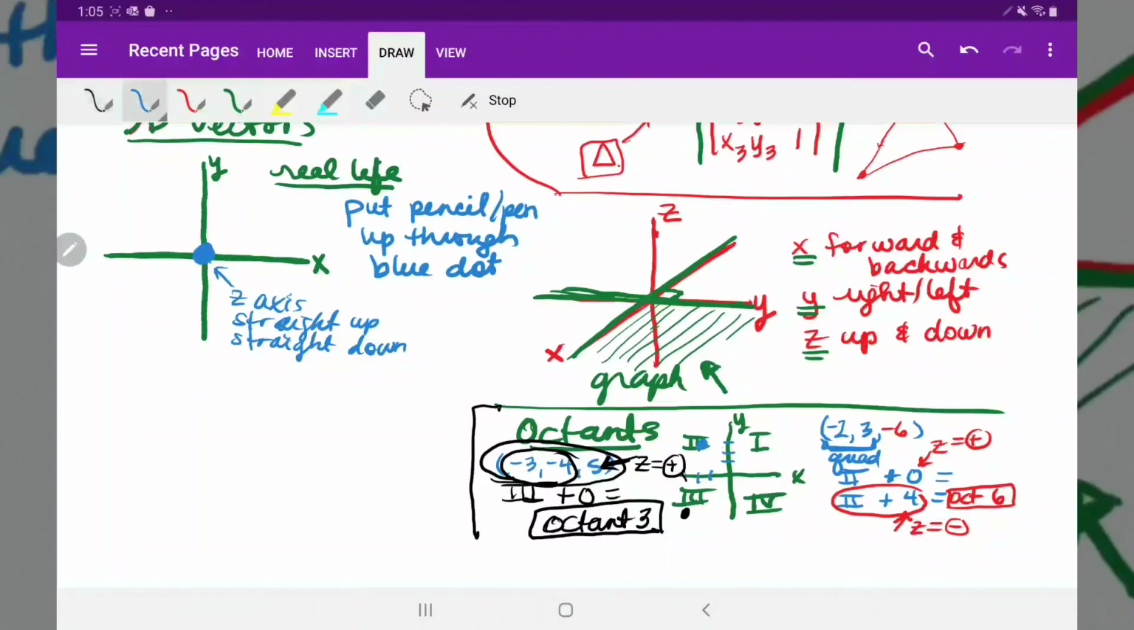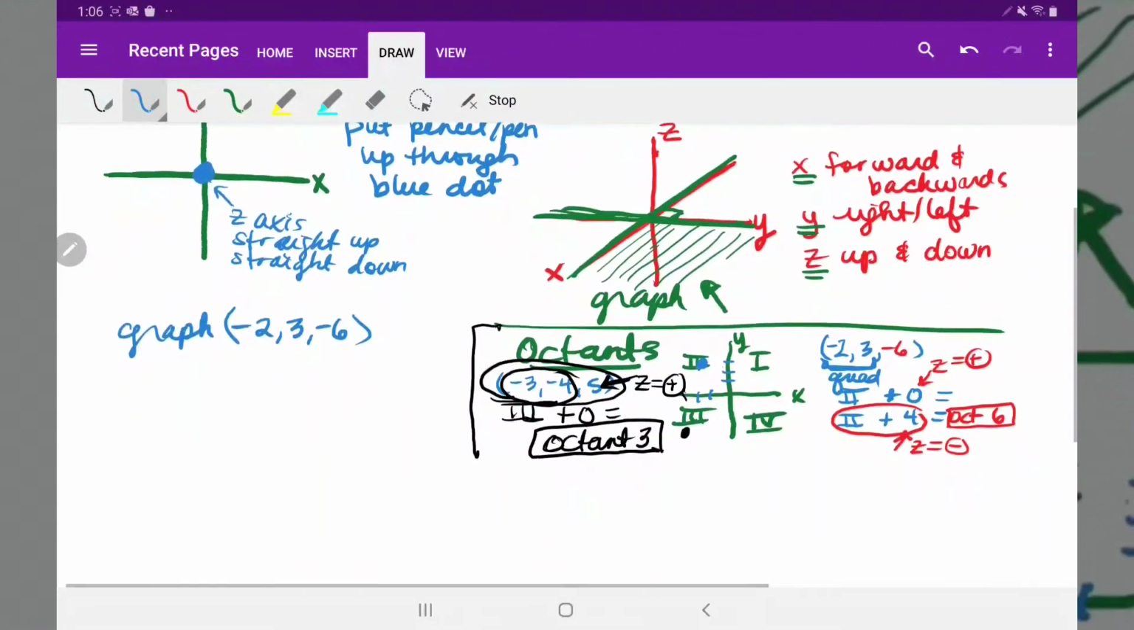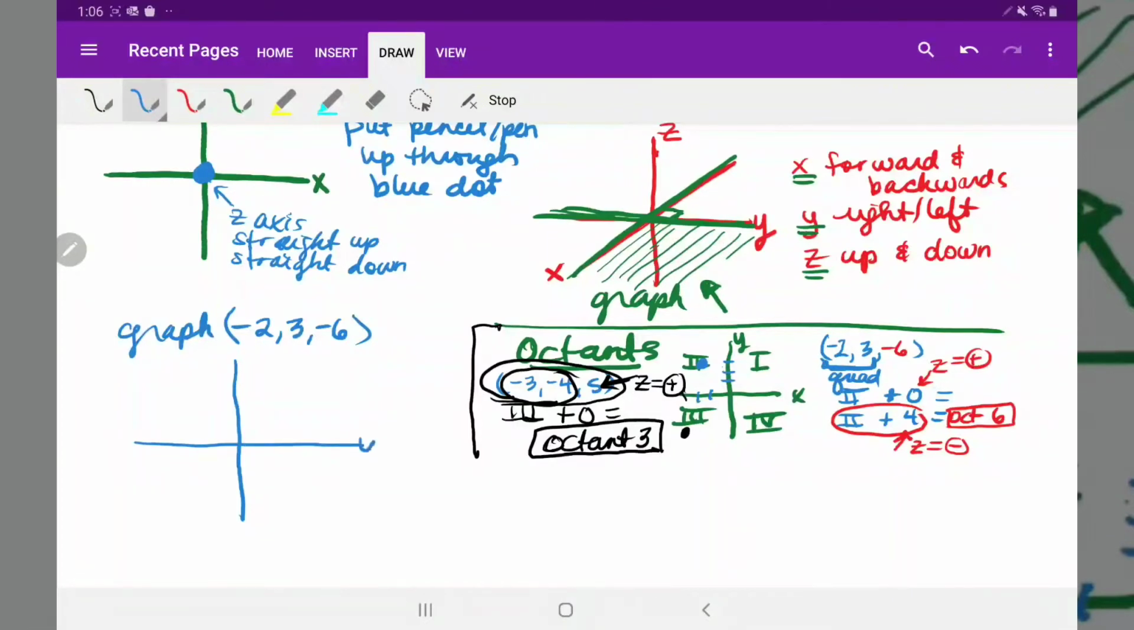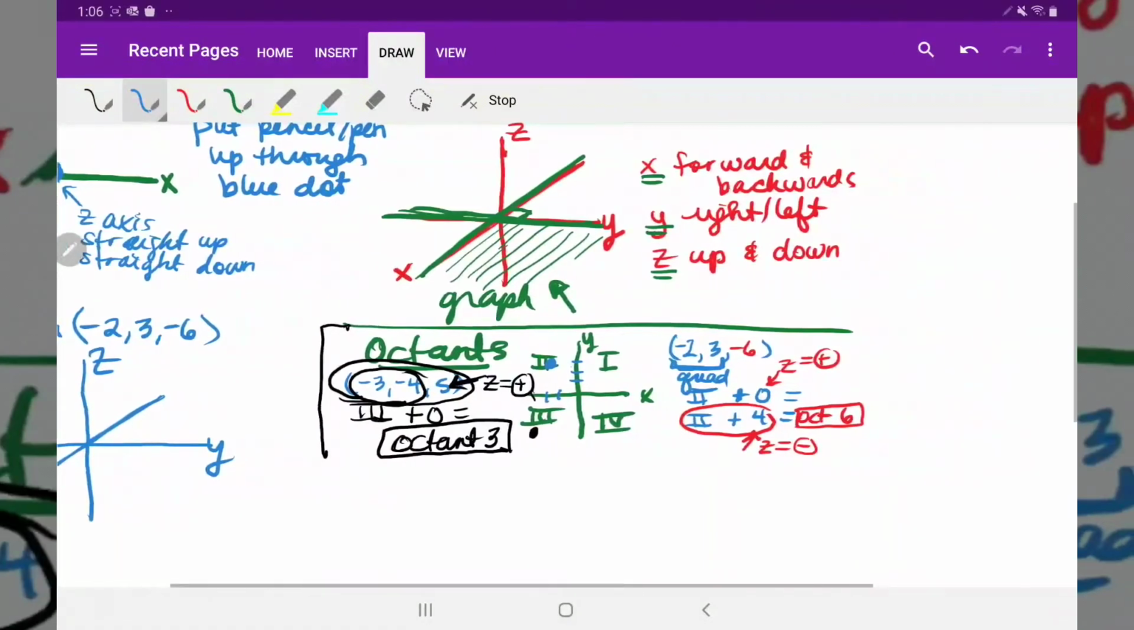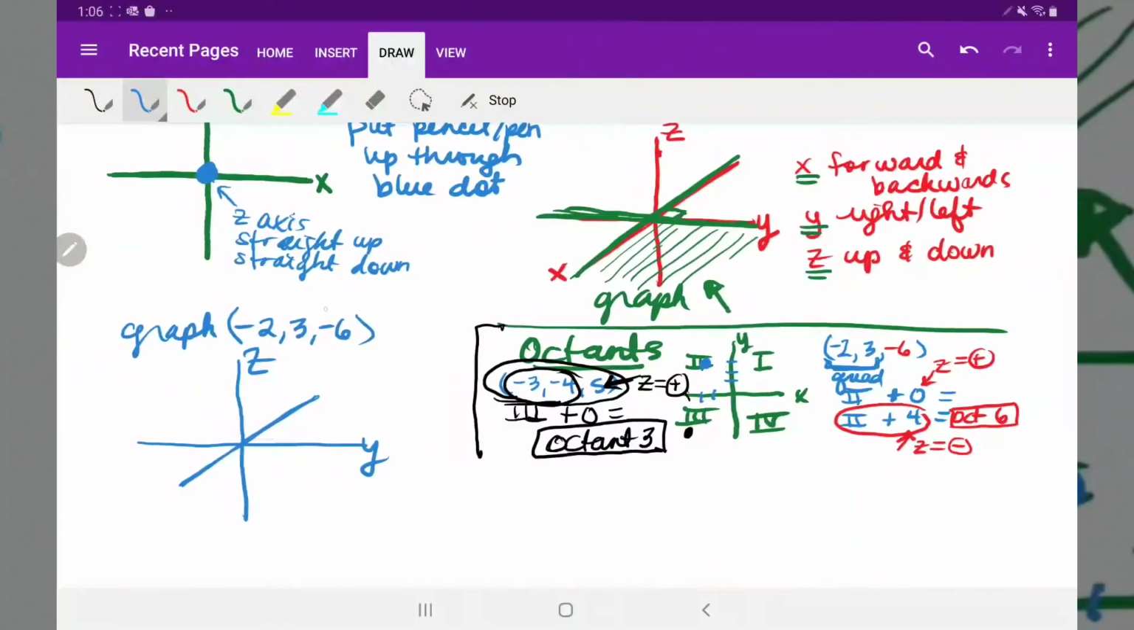What I do is I actually graph these two first. The reason I graph these two first is because they're not slanted. So this is what I do first. Y is 3, so 1, 2, 3, and then Z is -6: -1, -2, -3, -4, -5, -6. So here's 3, here's Z at -6. And then I leave, like little Hansel and Gretel, breadcrumbs so that you can see the path.